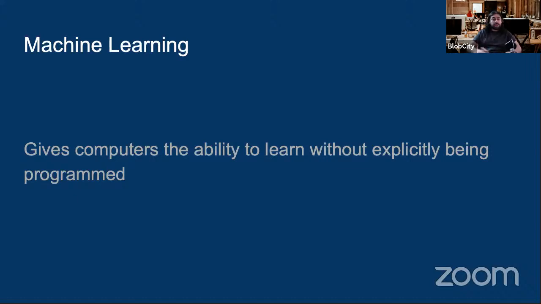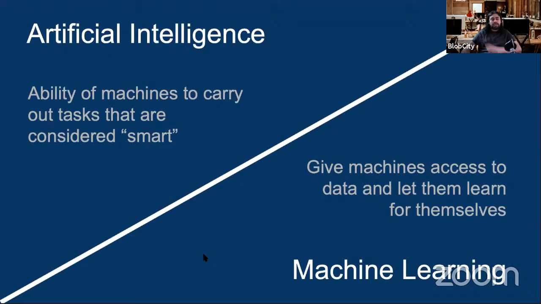What does it mean? You give computers some data, and you say, I want you to learn from this data, which is the ability to learn from data. And the computers figure out a way to learn from the information that's presented to them, which is what we call machine learning. So the difference between AI and ML is that artificial intelligence is machines carrying out tasks that are considered smart. Anything that represents smartness or intelligence is what we call AI. Anything where you give data to machines and let them learn for themselves, we call machine learning.